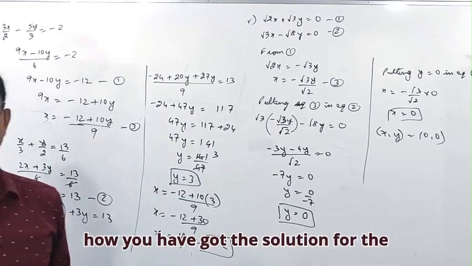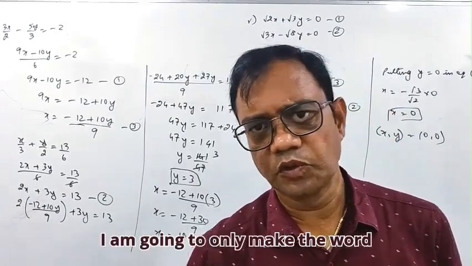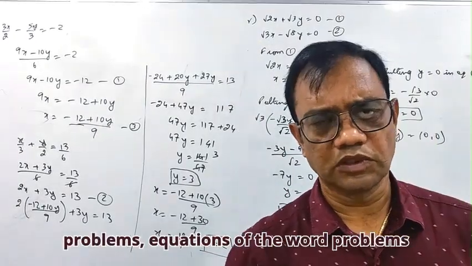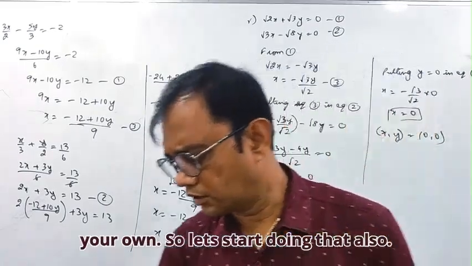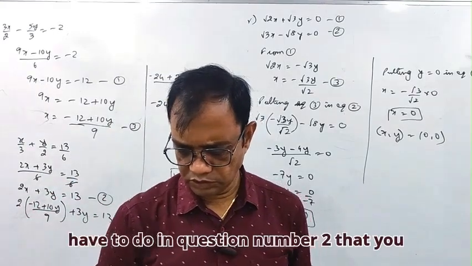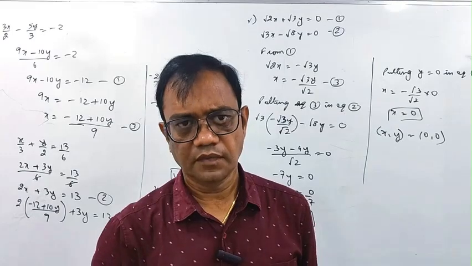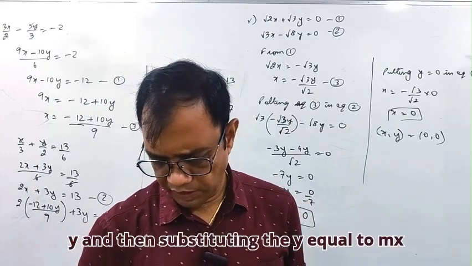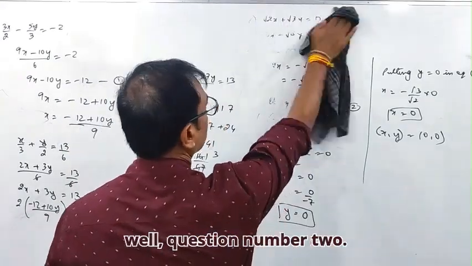So this is how you have got the solutions of question number 1, the sub 6 parts. Now I am going to only make the equations of the word problems, and then you are going to solve them on your own. So let's start doing that also. Question number 2 is left. In question number 2, you have to solve for the values of x and y, and then substitute in y equal to mx plus 3. So I will do that question as well. Question number 2.